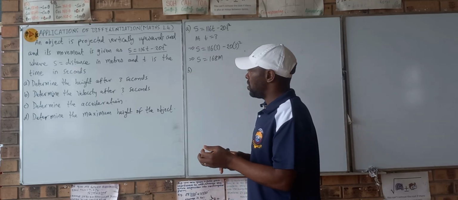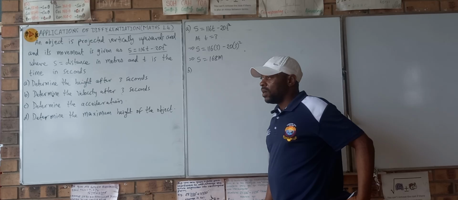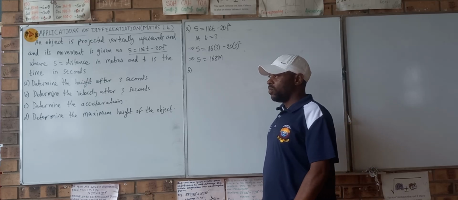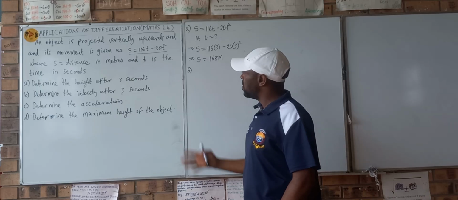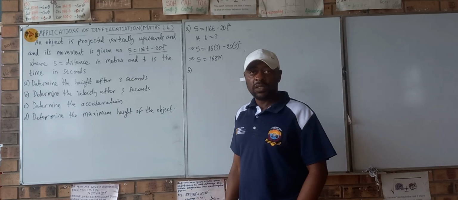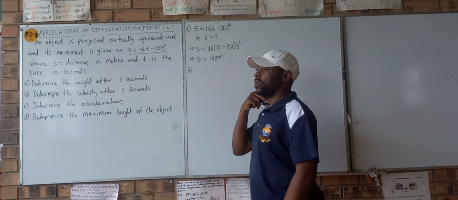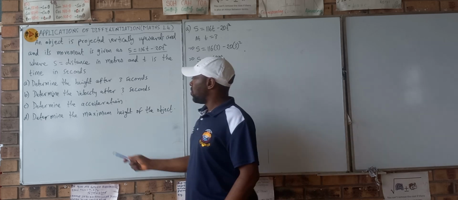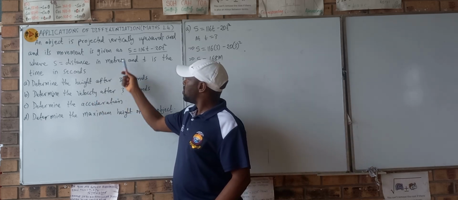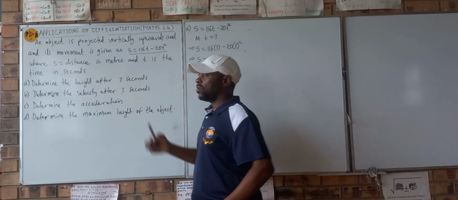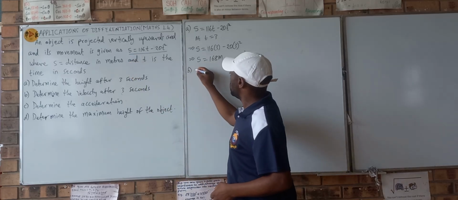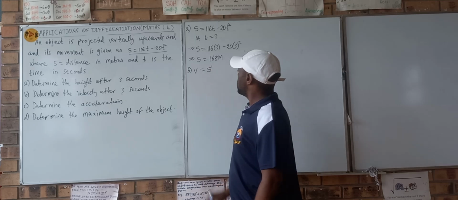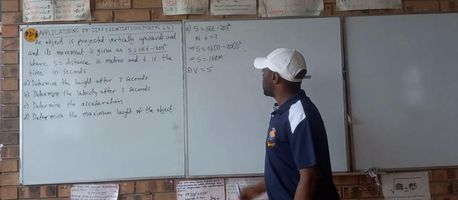The B part requires the velocity after 3 seconds. The challenge with this part of applications is that the formulas are not on the formula sheet for maths level 4. So students who do physical science have an advantage here because they know that for me to get velocity, I need to differentiate the distance, the displacement equation, once.